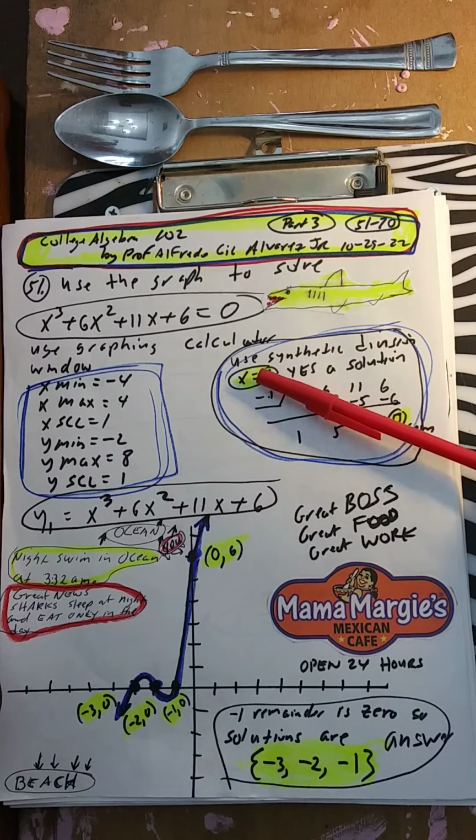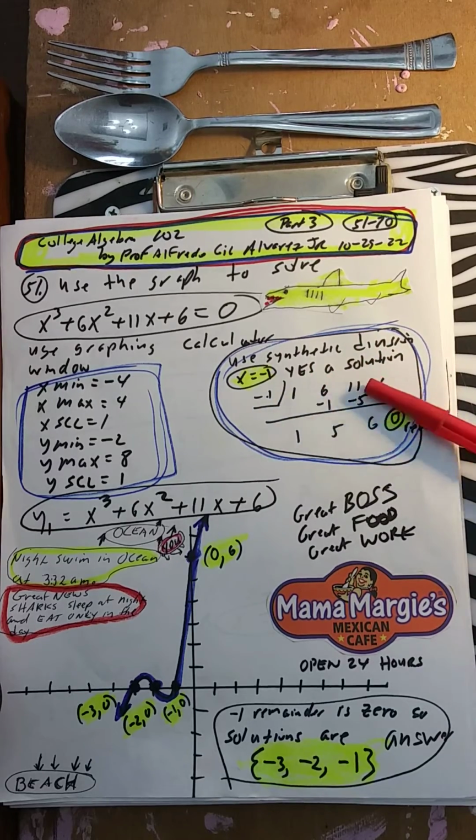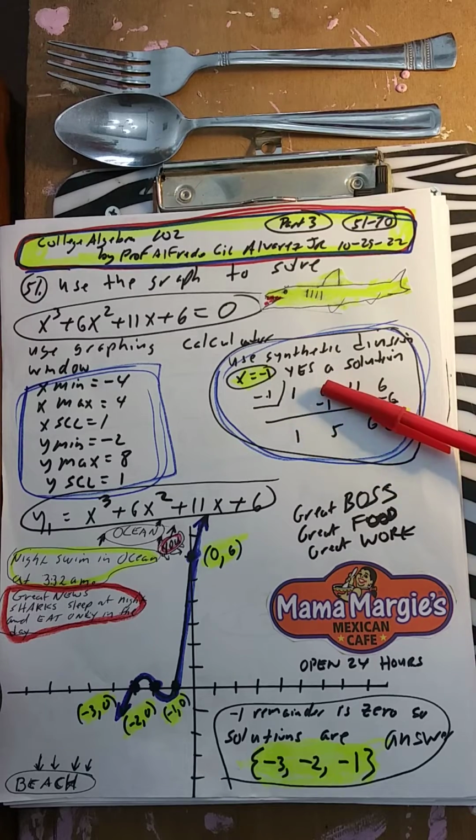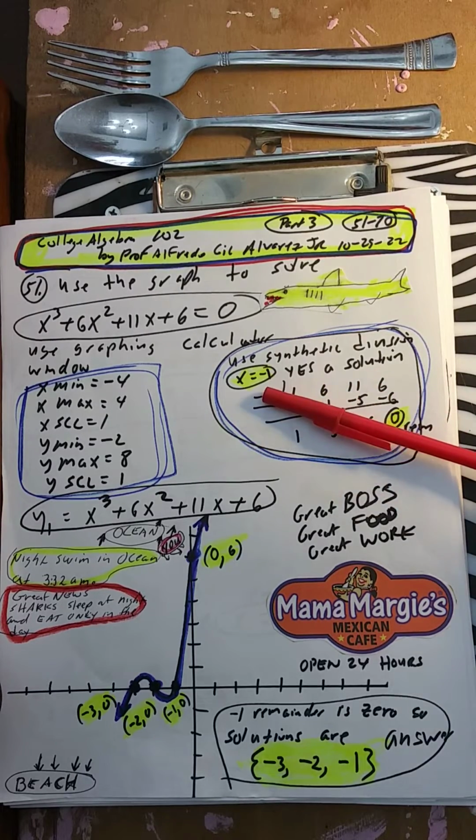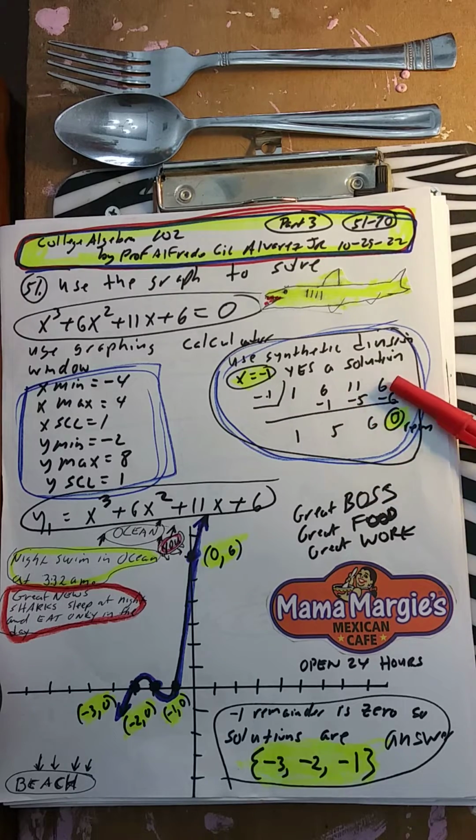So I put -1 in there, use synthetic division, 1, 6, 11, and 6, and 1 goes down here. That turns out as -1. 6 minus 1 is a 5. 11 minus 5 is a 6. So -1 times 6 is -6. 6 minus 6, 0. Remainder, yes. So that is one of the answers.